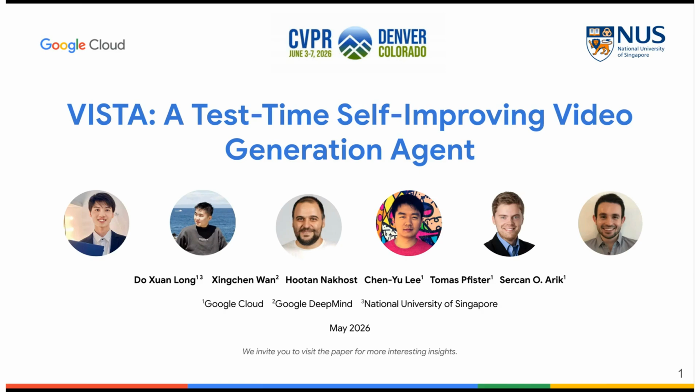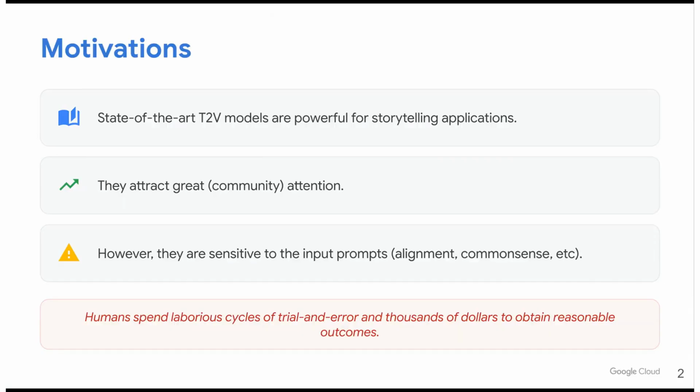Hi everyone, my name is Sun Long, and along with my co-authors from Google Cloud, Google DeepMind, and the National University of Singapore, we are presenting our work on VISTA, a test-time self-improving video generation agent.